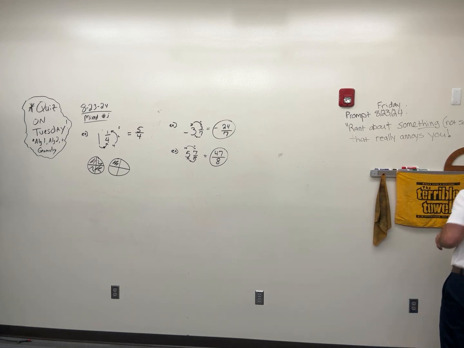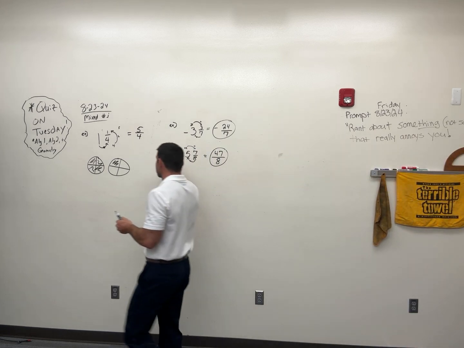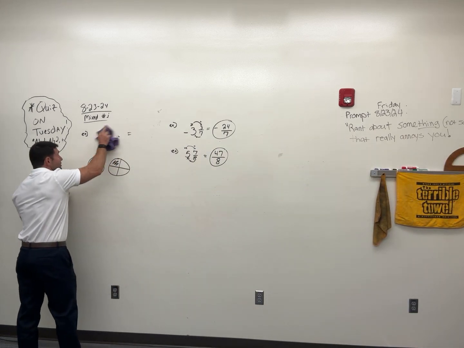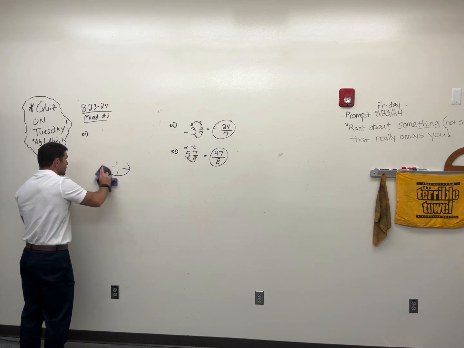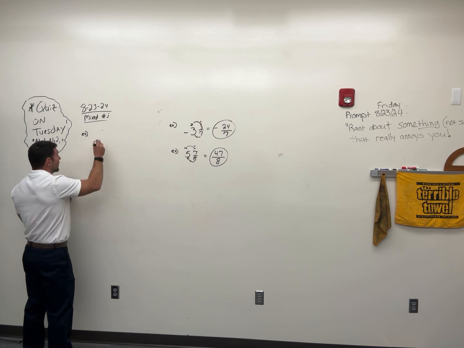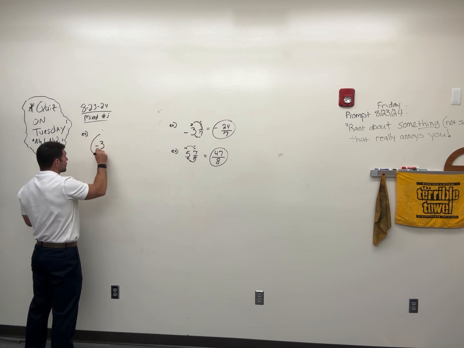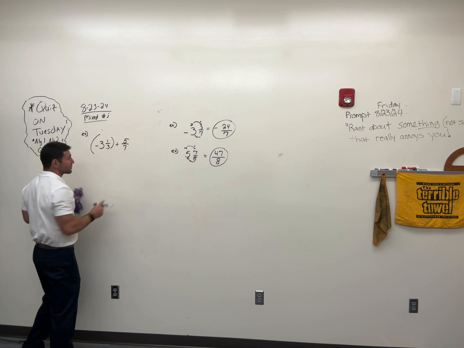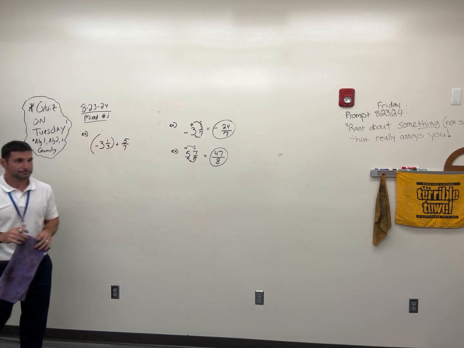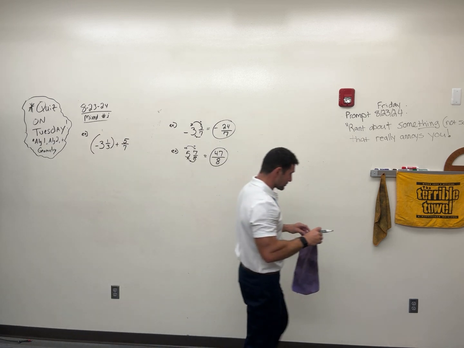So, we are going to be adding and subtracting mixed numbers. So let's do this example. We've got -3 1/3 plus 5/7. We're just going to jump into it. Okay.